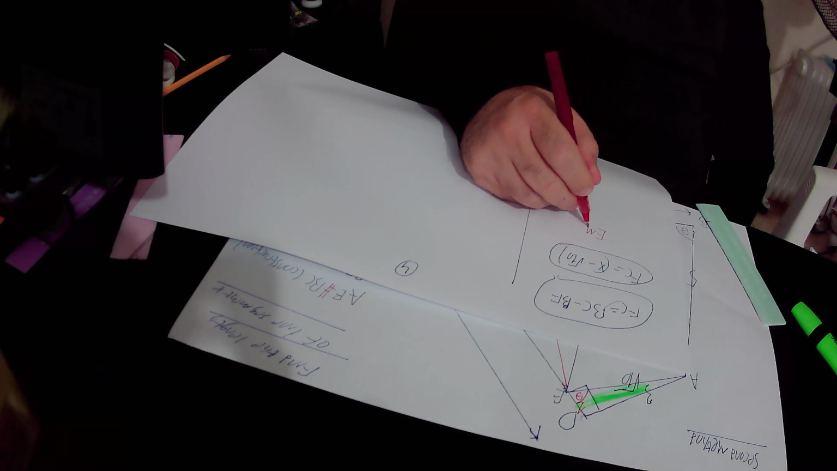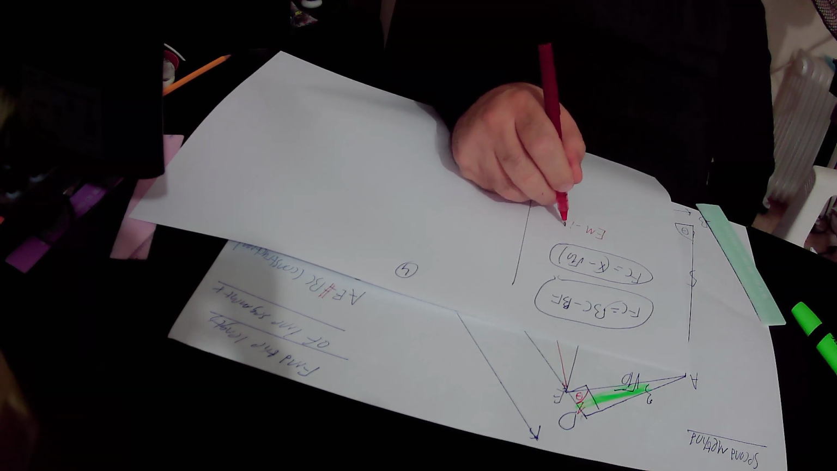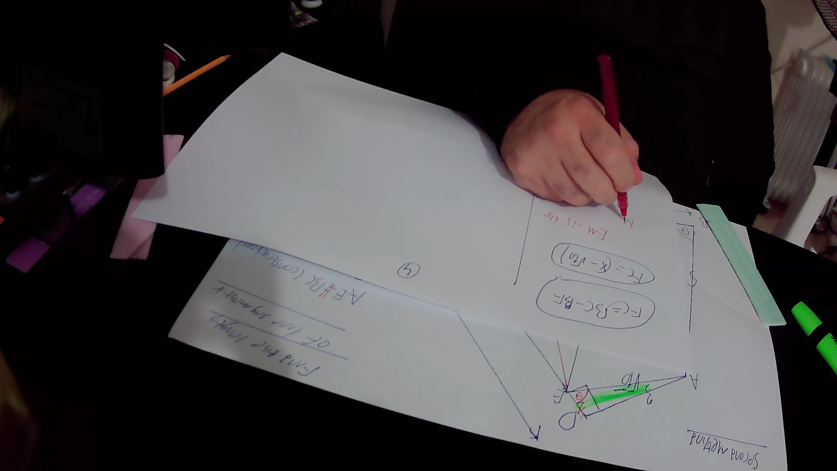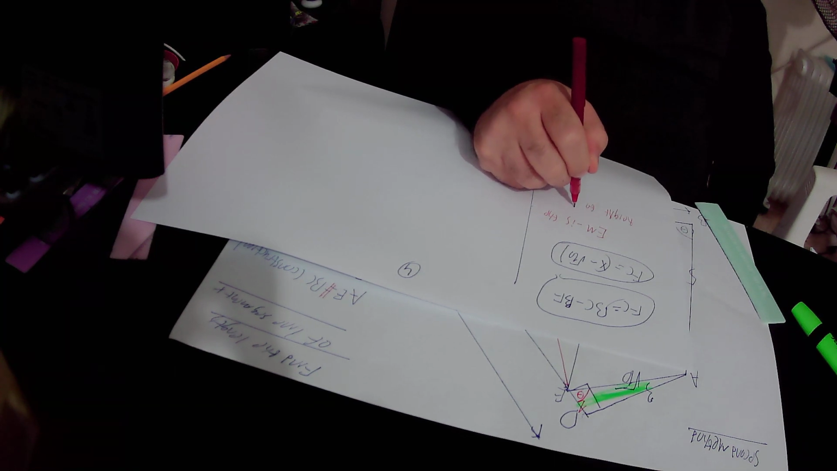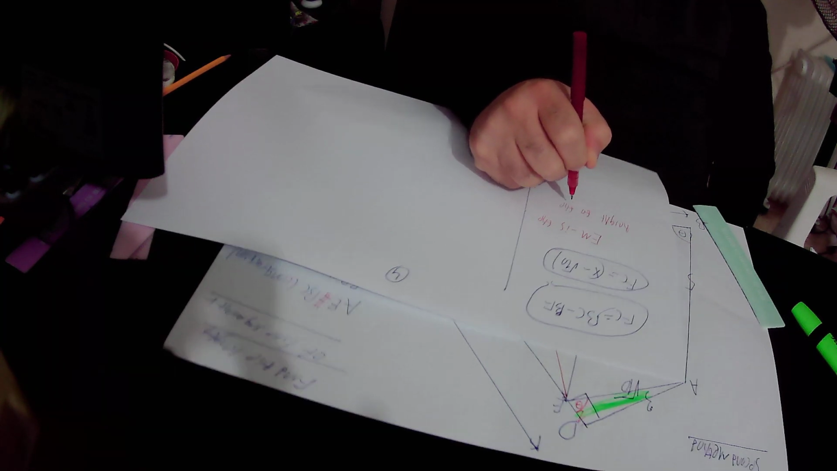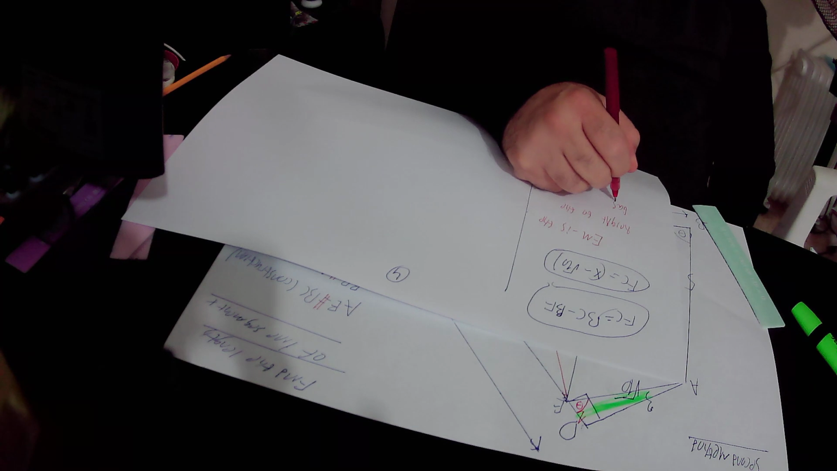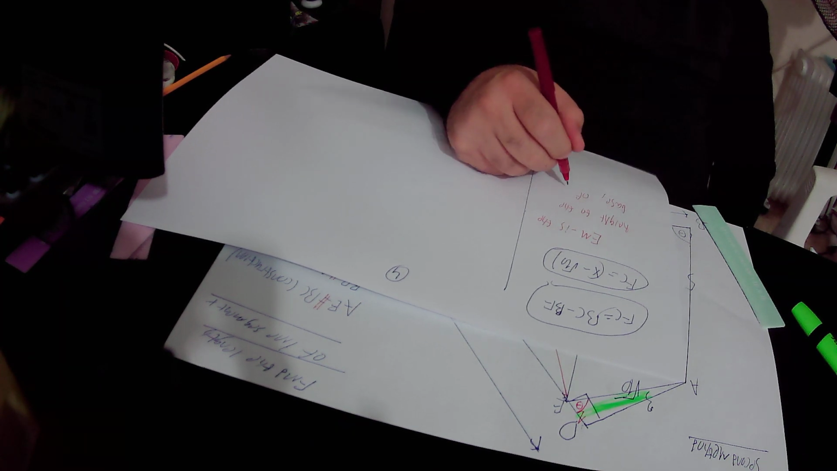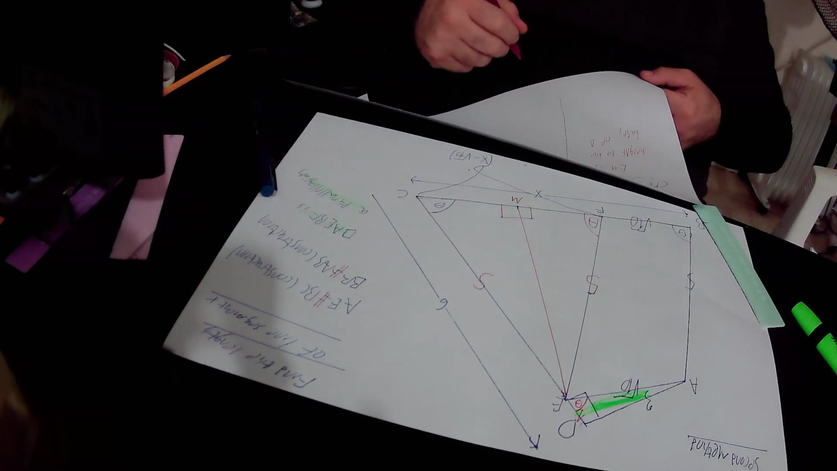EM is the height to the base of the isosceles triangle EFC.